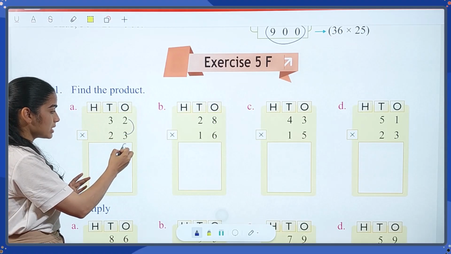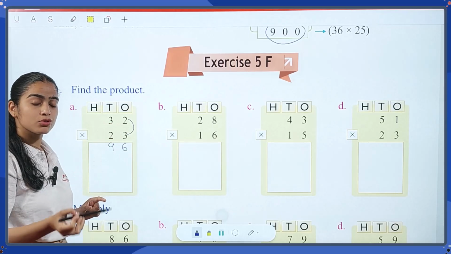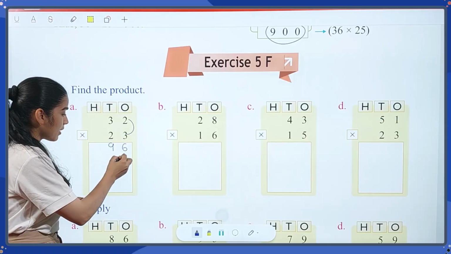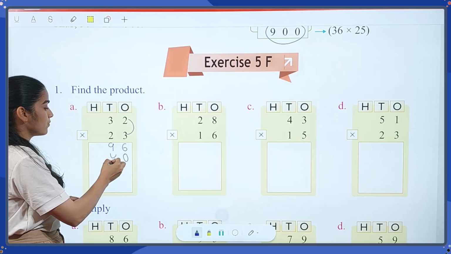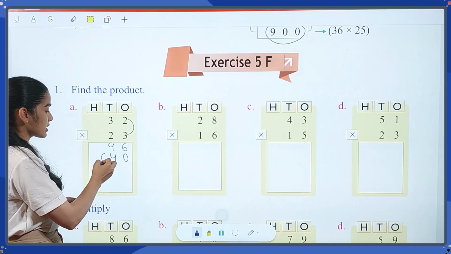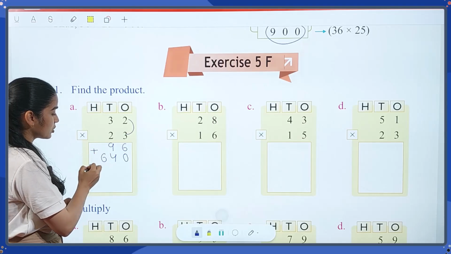So you will get 6, 3, 3, 9. Now when we have to switch to the next number, what we have to do? We have to add a 0 here. Now 2 multiplied by 2 is 4, 2 3s are 6. The next step we have to follow is the addition.